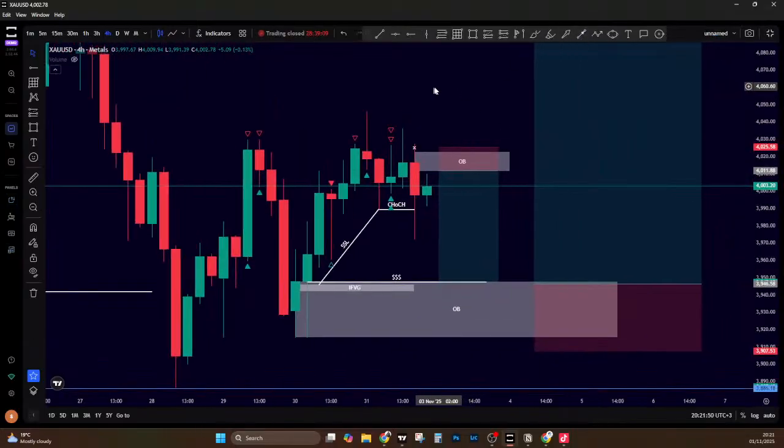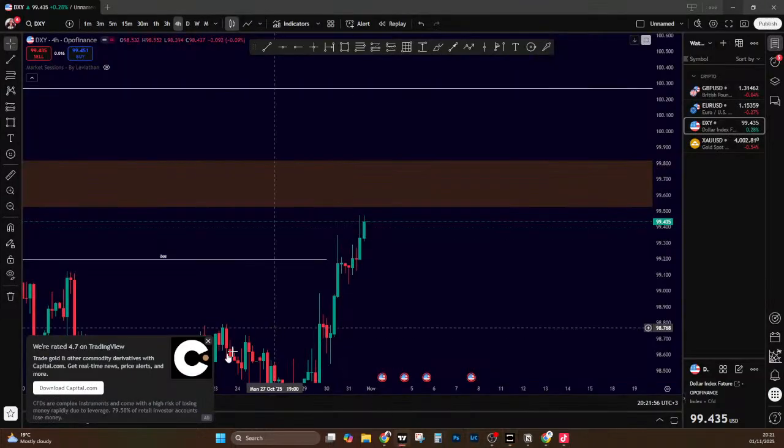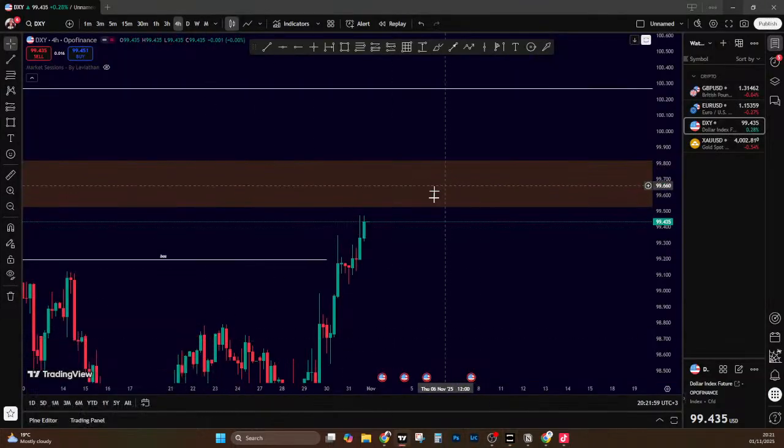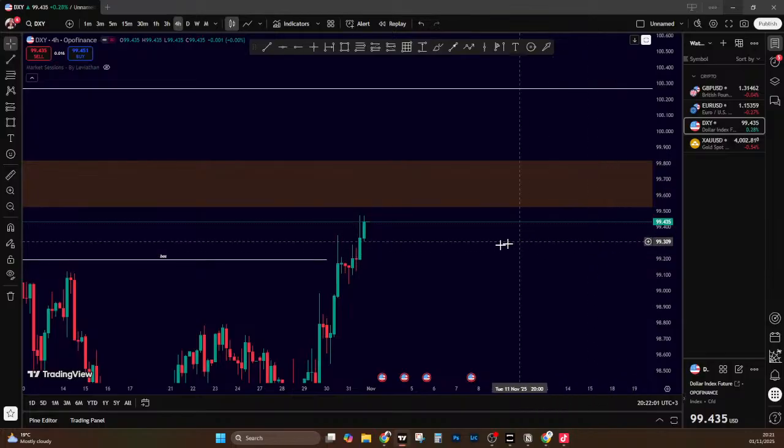So we have gold here, and we have the dollar index here. So we say this is our expectation. The market will come up to another block here. So what is gold supposed to be doing? If the dollar index is going up, we expect gold to be selling.